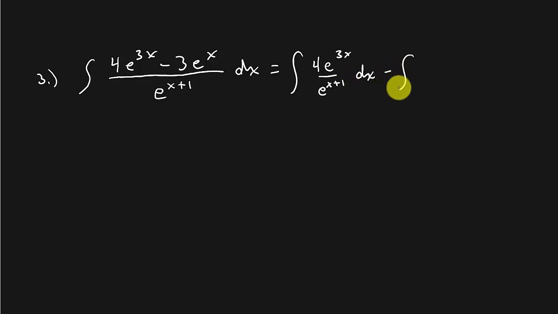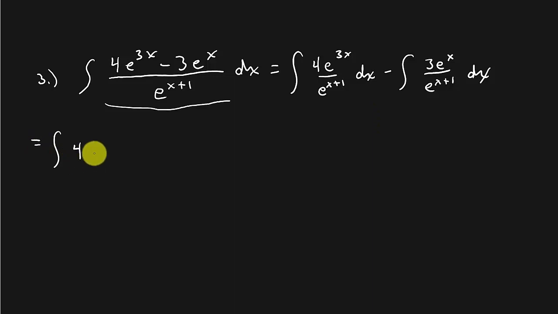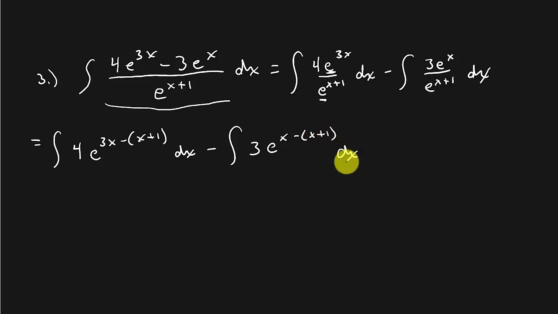dx minus, I'm going to split it up into 2 integrals. That's going to be 3e to the x over e to the x plus 1 dx. So all I did is I split the fraction up, and then I broke that up into 2 separate integrals. And so this is the integral 4e to the 3x minus x plus 1. We're dividing. We have like bases, so I subtract the exponents, dx minus, and then that's going to be 3e to the x minus x plus 1 dx.